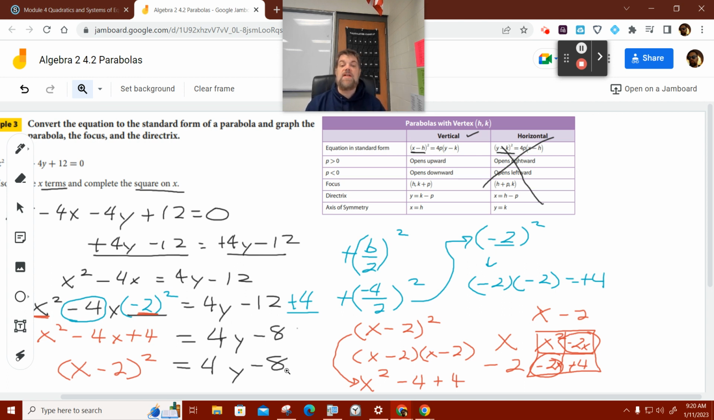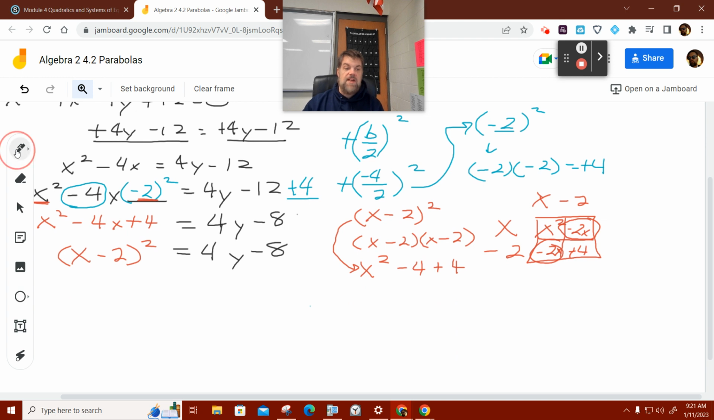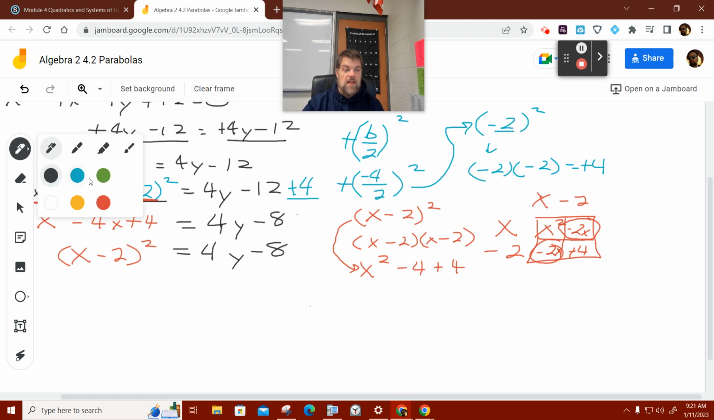What do I have to do to make it look like that? Yeah, I have to factor out the 4, right? So to make it look like that, I'm going to take this and factor out a 4. You could factor out anything, but I need to make it look like 4p. Let me write that down so it makes sense.